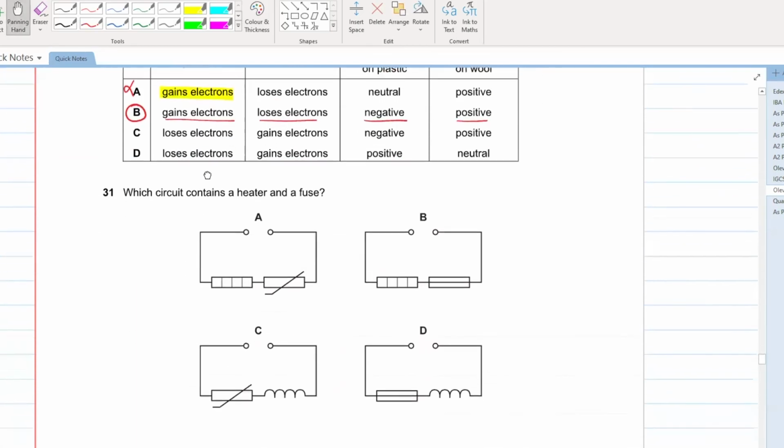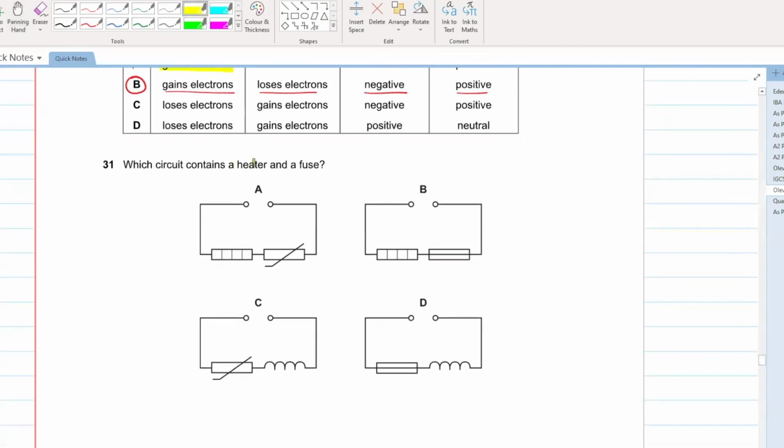Let's further move ahead. Which circuit contains a heater and a fuse? Always remember this is the symbol of a heater. These small squares in a box are the symbol of a heater. What is the symbol of a fuse? This is the symbol of a fuse. Where are the heater and fuse connected together? Only in option B. In option B, you have a heater and a fuse connected together. Let's further move ahead.